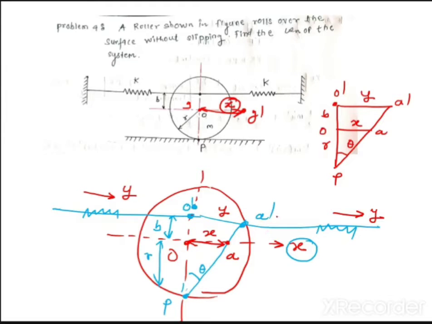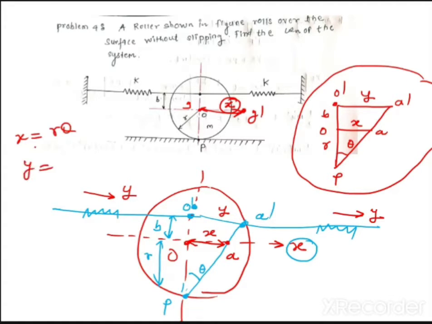Now apply the theorem. So what will you get? What is x from this figure? Directly we will get from this diagram, x is equal to R theta. And then what is y? y is R plus B into theta.